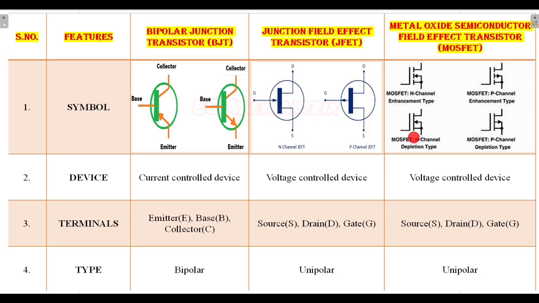That is the key difference between the enhancement type and depletion type MOSFET. Okay, E MOSFET, D MOSFET, we can say like that in short. And coming to N channel and P channel, as I said earlier, in N channel the arrow moves towards the channel, and in P channel the arrow moves away from the channel. That's the main difference. So like this we can say there are four types of MOSFET: N channel E MOSFET, P channel E MOSFET, N channel D MOSFET, P channel D MOSFET.